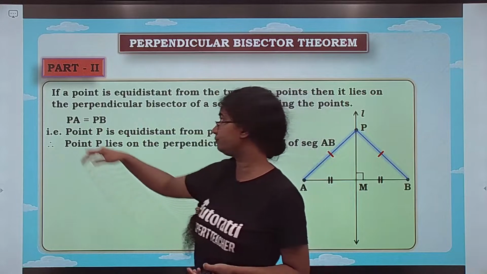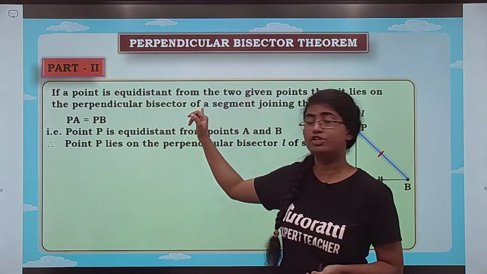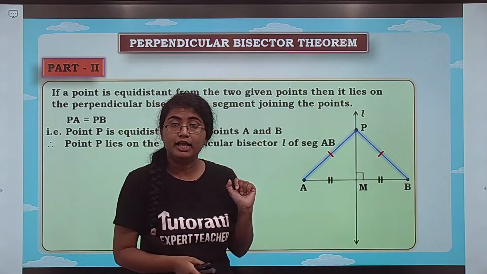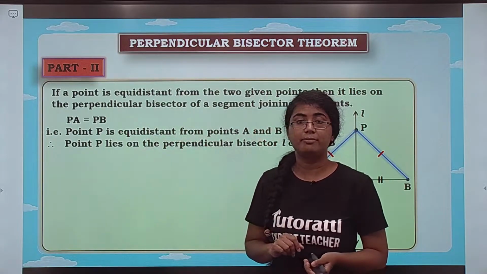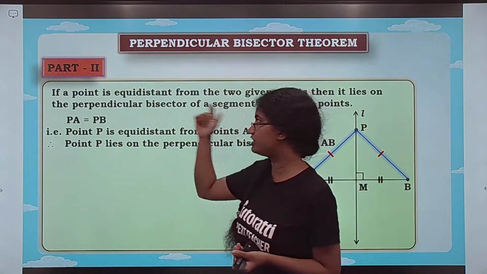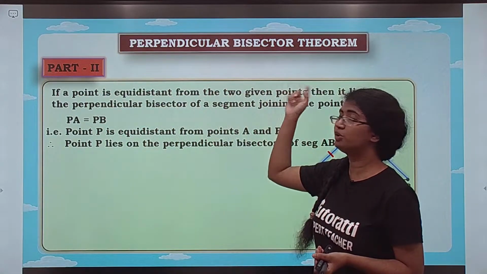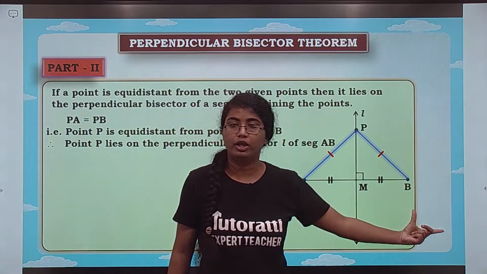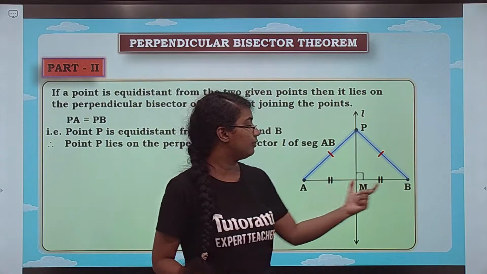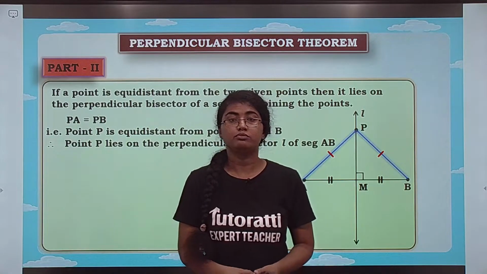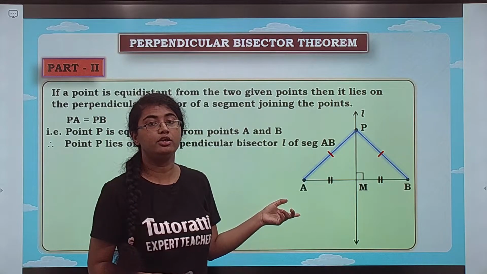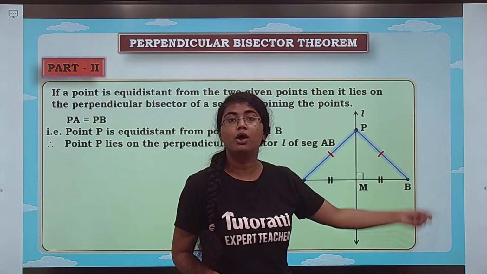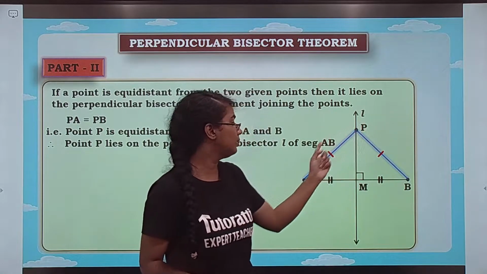So see this. If a point is equidistant from two given points, then it lies on the perpendicular bisector of the segment. मतलब पीछे जाओ. A point is equidistant from two given points. So there are two given points, say for example A and B. What happens here? The point is equidistant from the 2 points. So P here is equidistant from A and B.